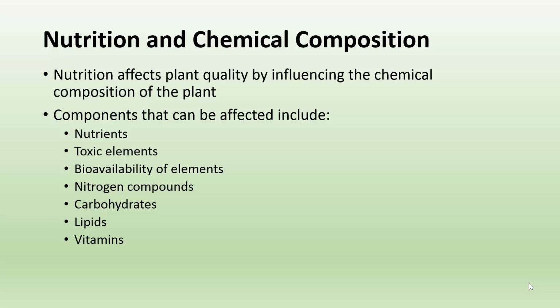We will now discuss how nutrition affects plant quality by influencing the chemical composition of the plant. Chemical components that can be affected include nutrients, toxic elements, bioavailability of elements, nitrogen compounds, carbohydrates, lipids, and vitamins. In this lecture, we will be covering nutrients and toxic elements, but keep in mind that there are many other substances that are important to plant quality.